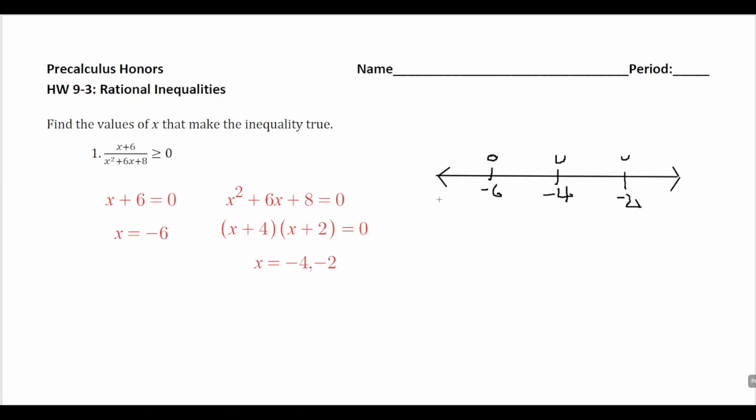Okay, so at this point, I need to choose representatives for each interval. So I'm going to pick one number between -∞ and -6, one number between -6 and -4, and then one number between -4 and -2, and finally one number between -2 and infinity. So the representatives I think I'm going to pick are going to be -10.